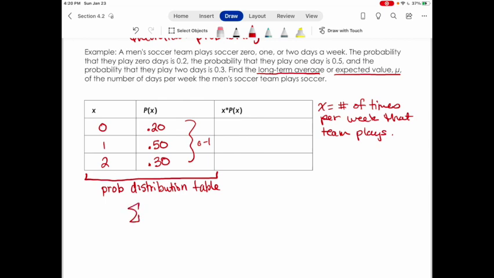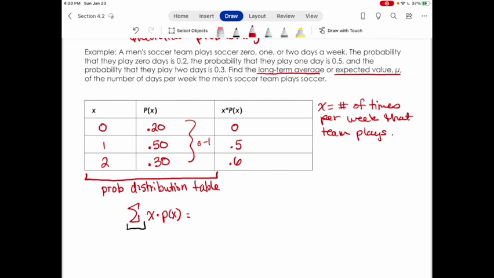Okay, now to find the expected value, remember, we find each of the values of x and we multiply it by the corresponding probability, and then this symbol tells us to add up all those values. So in the last column of our table, I'm going to multiply my value of x with the corresponding probability. So I take 0 times 20% or 0.2, that's going to give me 0. I'm going to take 1 times 0.5, that's going to give me 0.5. And then I'm going to take 2 times 0.3, that's going to give me 0.6.